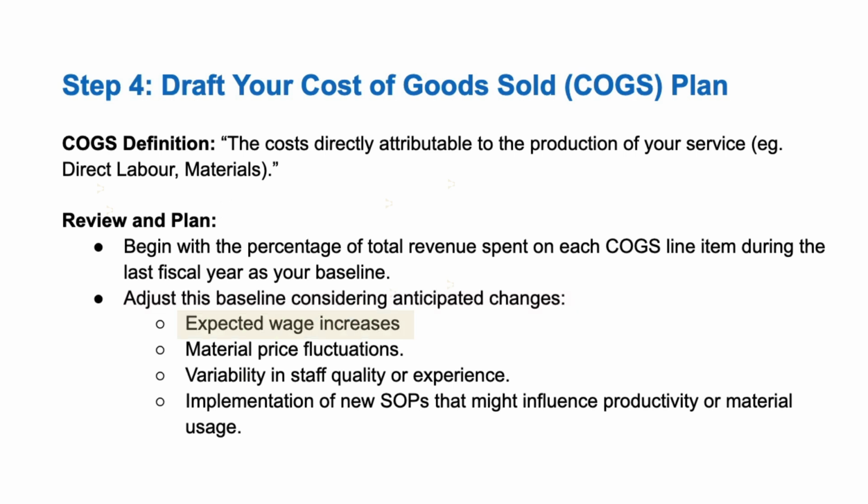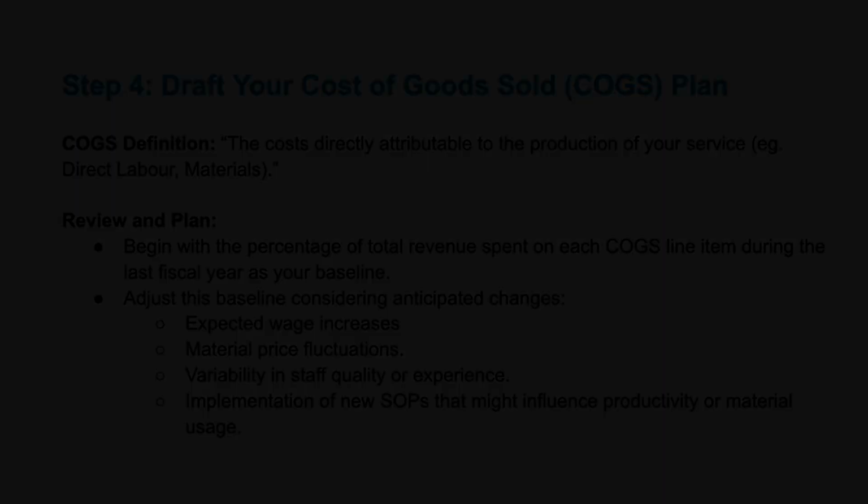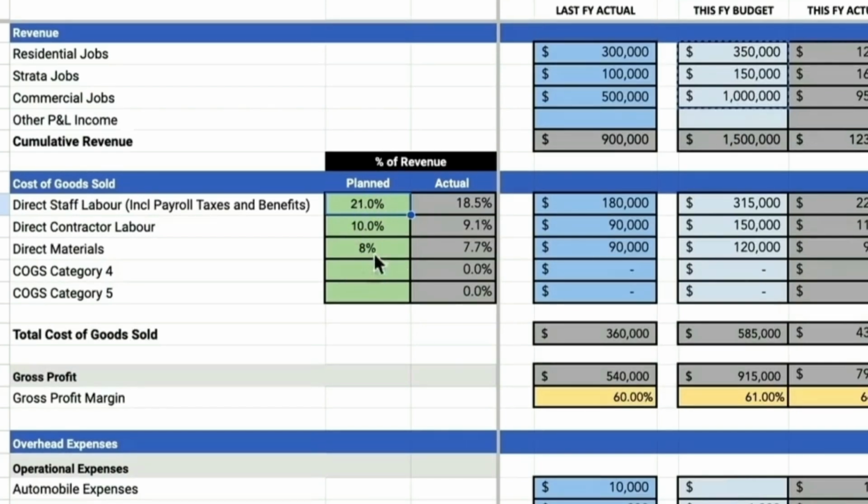If you're expecting an increase in wages, a material price fluctuation, any variability in staff quality or experience, or an upcoming change in the percentage of labor that's coming from contractors versus employees, or perhaps you've implemented some new systems that are going to positively influence your productivity or material usage in your product or service delivery, take any of these things into account looking ahead for planning next year. And through that, you're going to come up with your planned cost of goods sold percentages per line item.